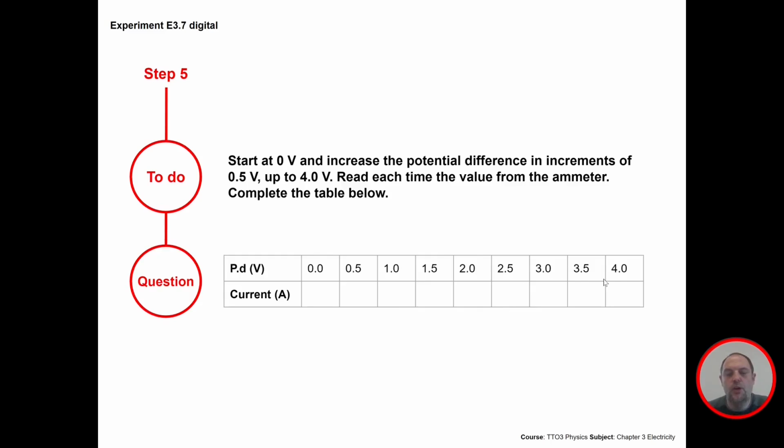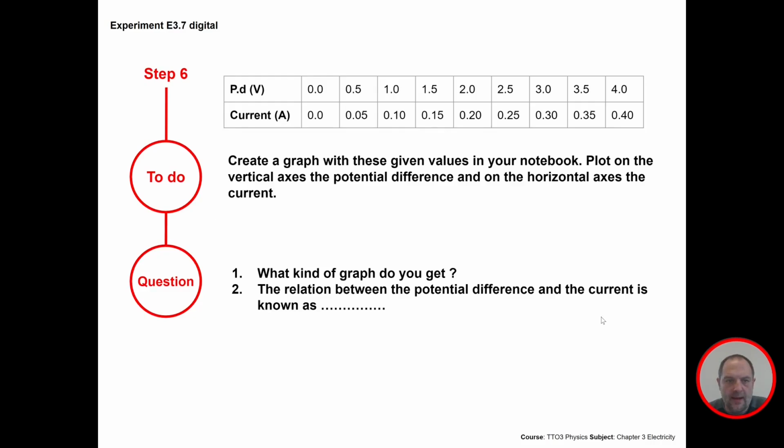So do this in your notebook and make sure you have a complete table at the end of step number 5. So if you did this correctly, you should get a table that looks a bit like this. So you see that the current actually increases by 0.05 amps every step. And it starts, of course, at 0. So a 0 potential difference gives you a 0 current, because there is, of course, no force pushing the electrons through the wire. So that's why this value should be 0.